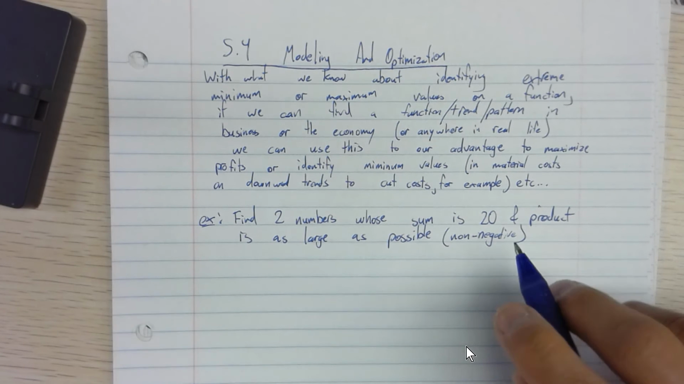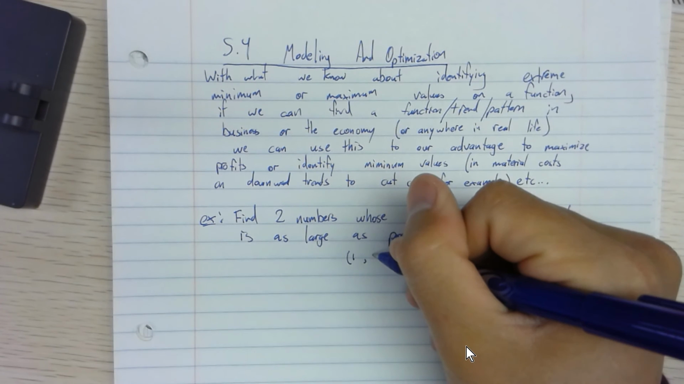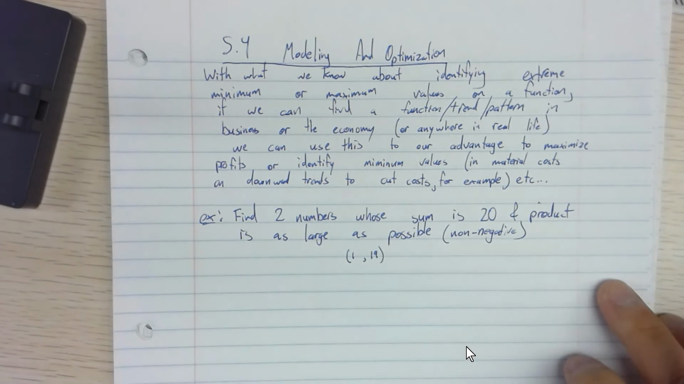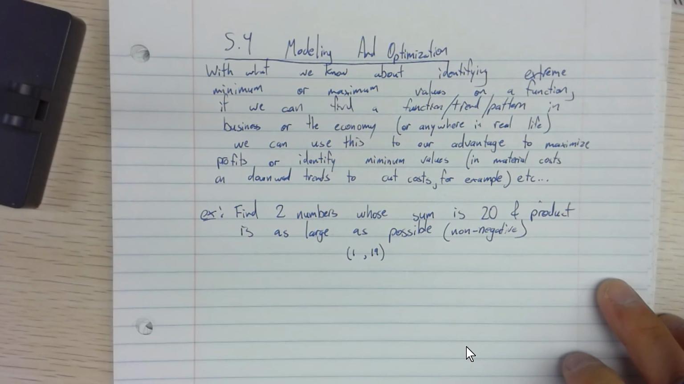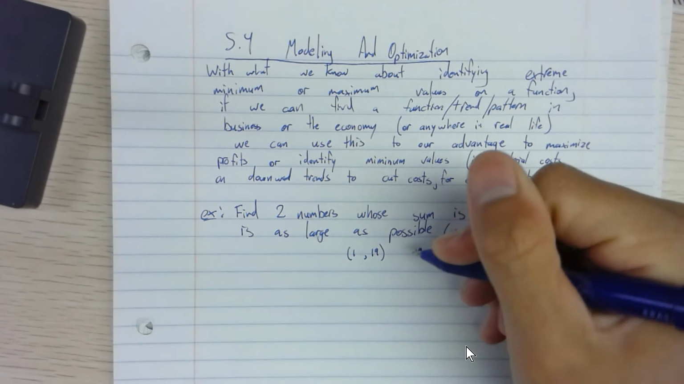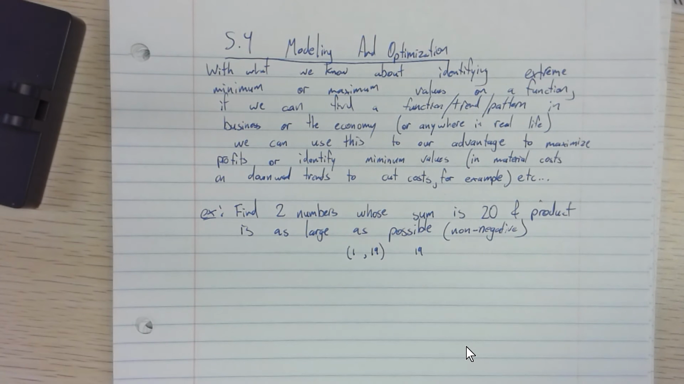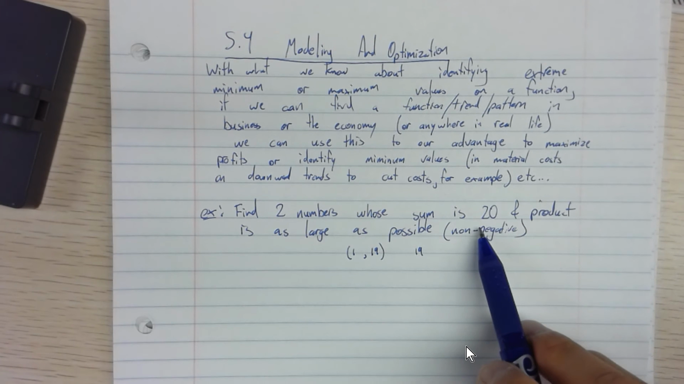So you could do this. I think 1 times 19, 1 and 19. If you add those up, that's 20. But then if you multiply them, that'd be like 19. And you can go down through this whole list, okay? This is a general example where you could do that, and it would take a little bit of time to do that.